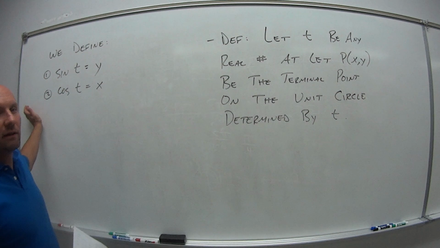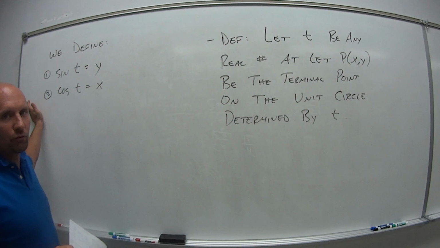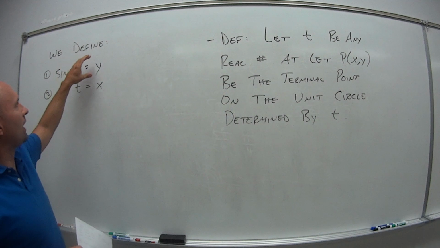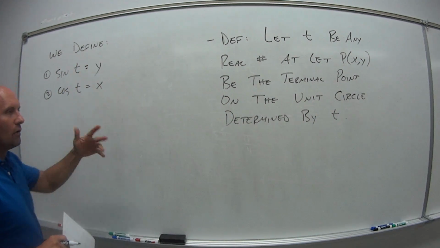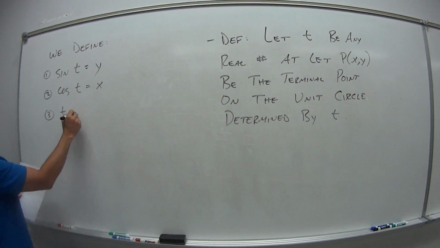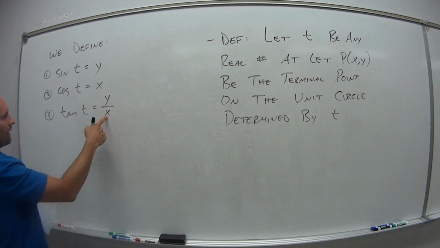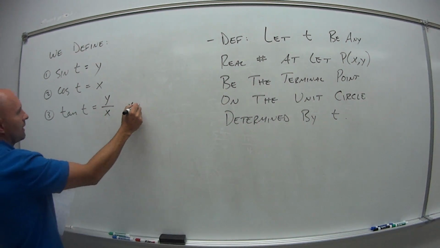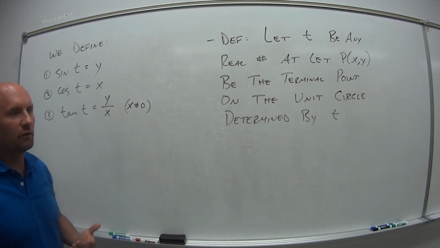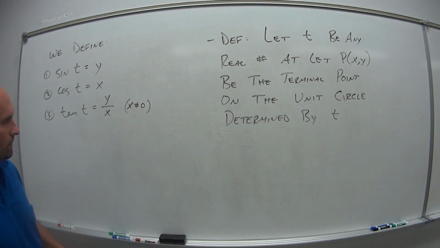If you're going to remember anything from this section, this is it. We are going to use this a lot throughout the semester. Cosine refers to our x value, sine refers to the y value. Once we have that, we can figure out the other ones. Tangent of t is just y over x. Obviously, because we have an x in the denominator, x can't be 0. So there will be some values for tangent that are undefined because we can't have 0 in the denominator.